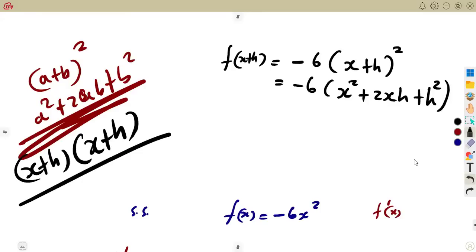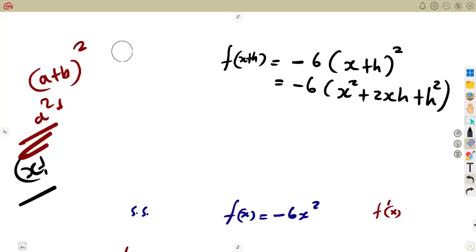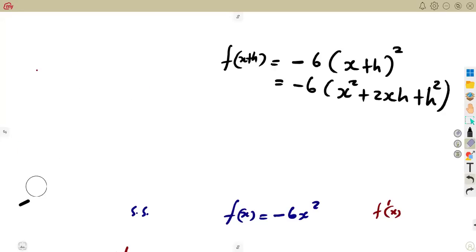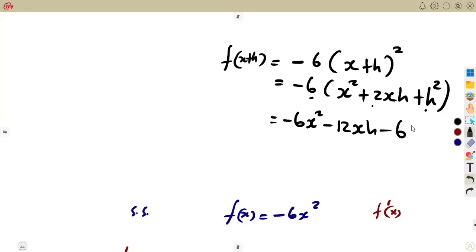Yes, you can have your two brackets, x plus h, another one, x plus h, like that. You expand. Guys, it's possible. I'm not saying it's wrong. But if you know your identities, it becomes easier. Expand this, that'll be negative 6x squared, negative 6 times this, that's negative 12xh, negative 6, and this, negative 6h squared. So this is our f of x plus h.